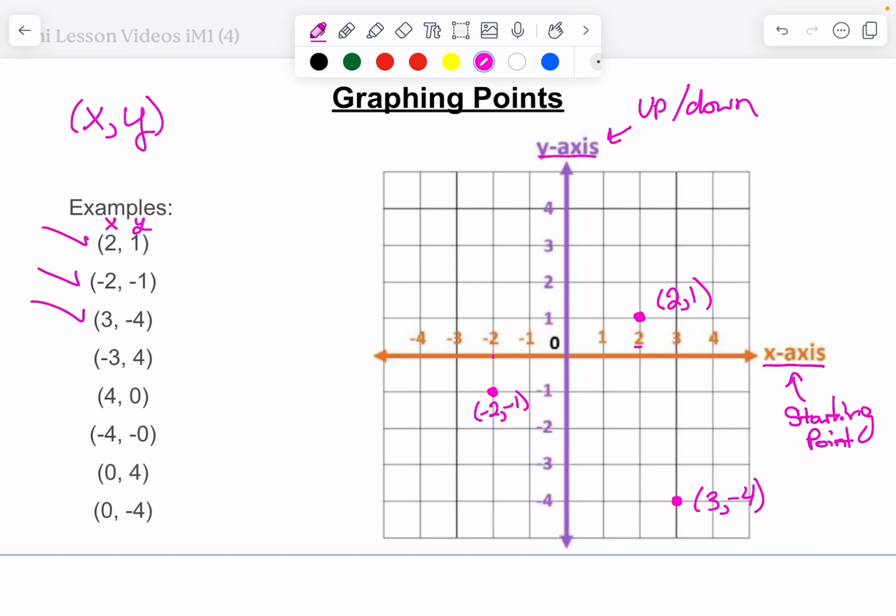Okay, the next one now, the x is negative and the y is positive. So x is negative 3. I'm going to find negative 3 on the x-axis on the orange line. Y is positive 4, so I'm going to go up 4. And I end up right here. So this is going to be negative 3, 4.